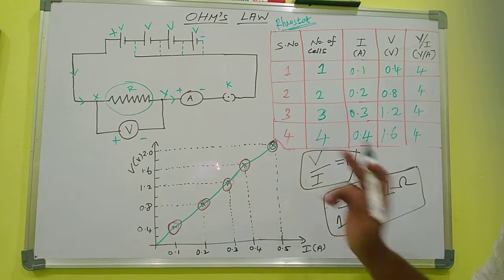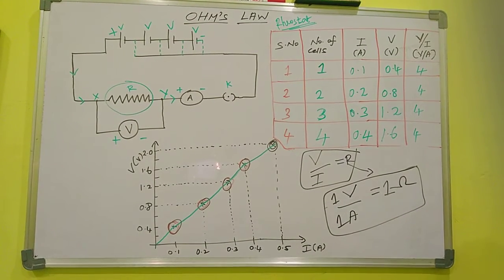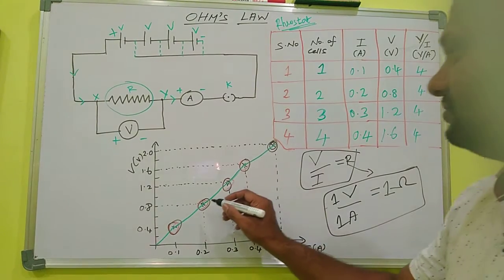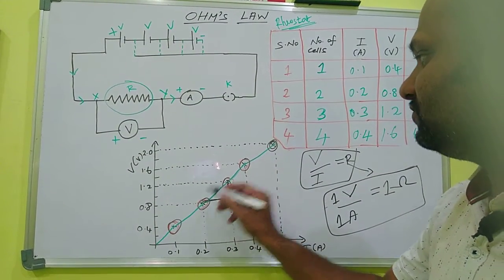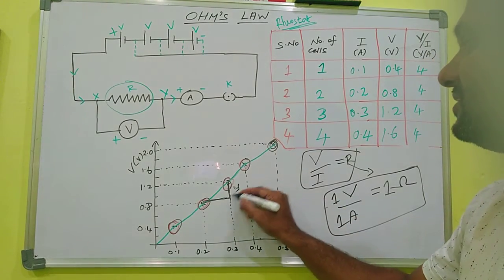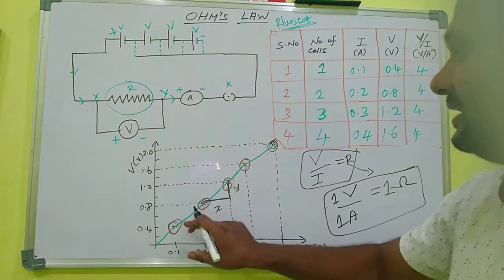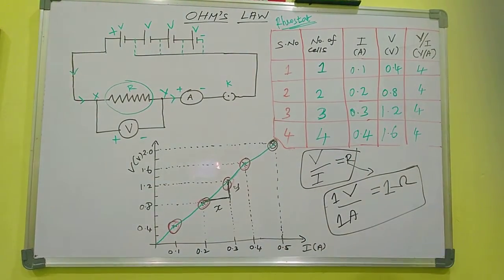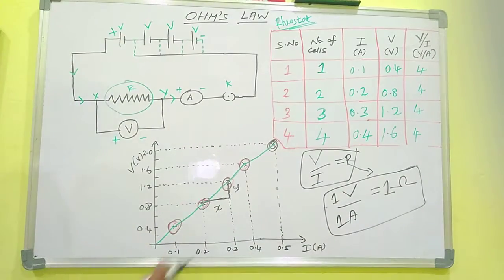If you take the slope, slope means y by x. For example, we are taking the slope here. This is the y-axis, this is the x-axis. On the y-axis we are taking V, on the x-axis we are taking I. V by I. So what are the two points here?